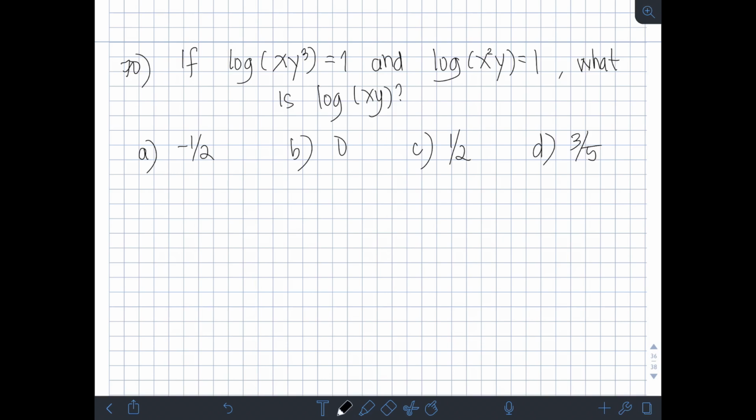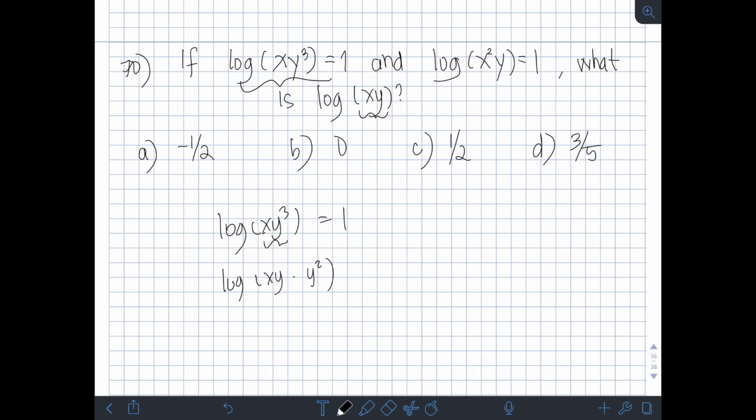Okay? Next, we have: if log of xy cubed is equal to 1 and log of x squared y is equal to 1, what is log xy? Okay, so logarithm. So, try nating i-manipulate yung dalawang equation. So, dito muna tayo sa log xy cubed equals 1.